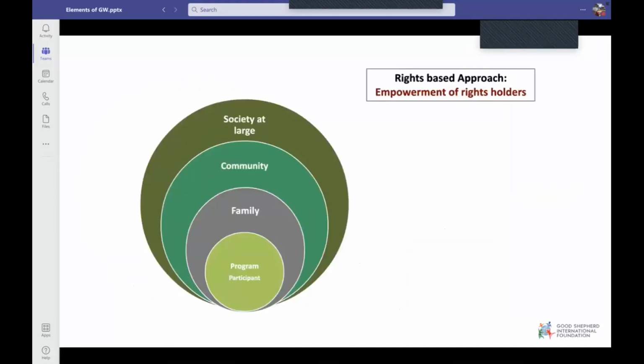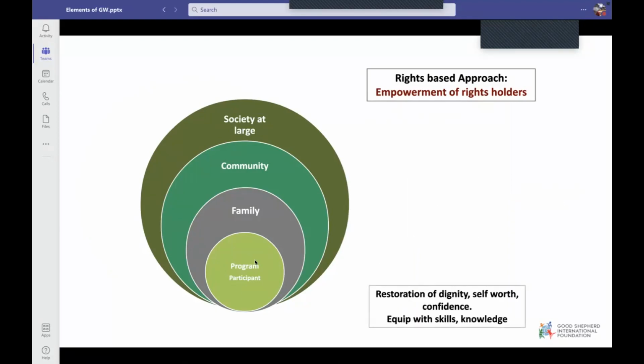When we talk about a rights-based approach, what are the types of activities and projects that you can do? Not programs, but projects. When we talk about rights-based, it's the empowerment of rights holders. So we look at this part here, the program participant. When we do our projects and our activities, we talk about the restoration of dignity, of self-worth, of confidence. We talk about equipping our program participants with skills and knowledge.